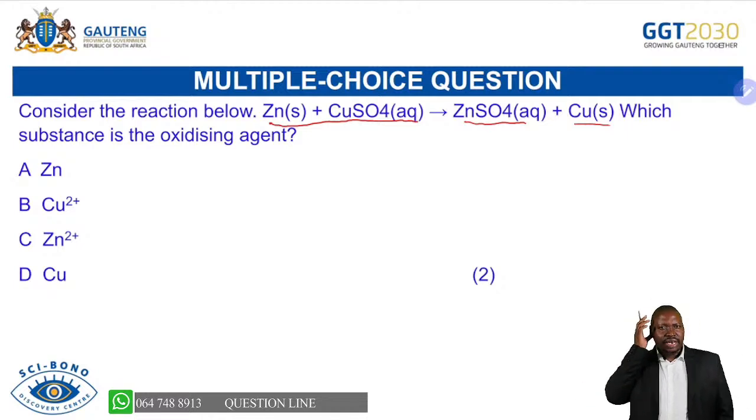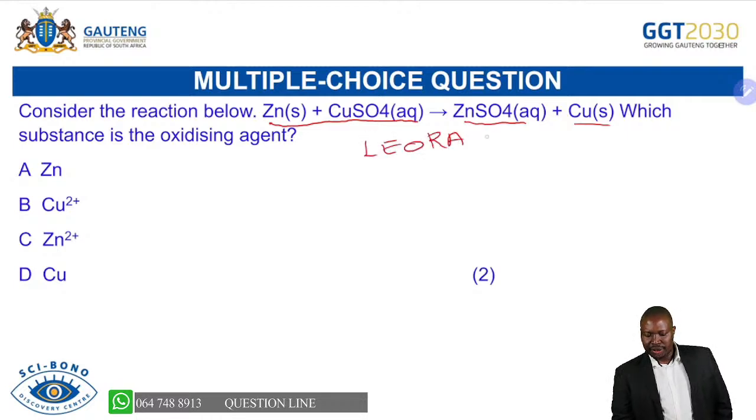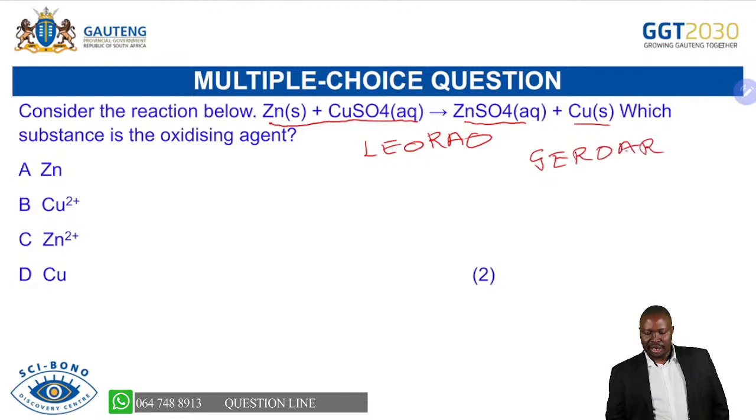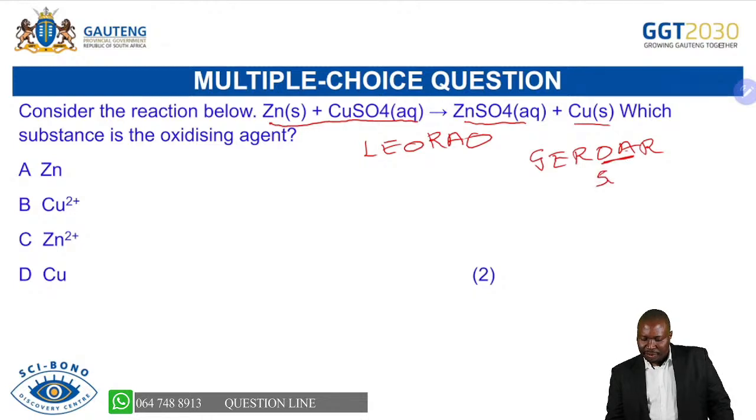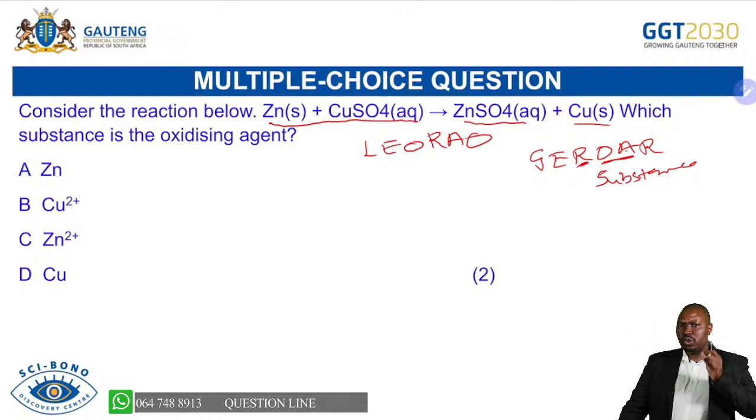Remember, by definition, we said loss of electrons is oxidation, which gives us the reducing agent, which is oxidized. But gaining of electrons, we said, is reduction. That gives us an oxidizing agent that is reduced. So in this one, they're talking about the oxidizing agent, and by definition, an oxidizing agent is a substance that undergoes reduction. So we want that substance that undergoes reduction.